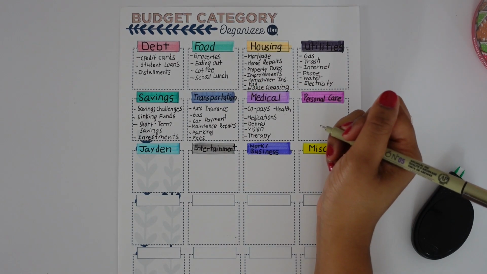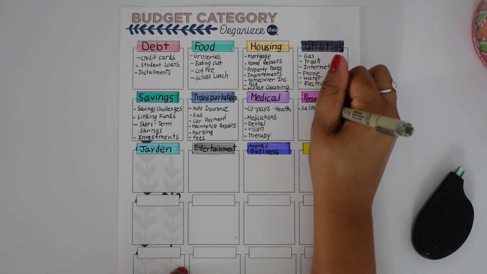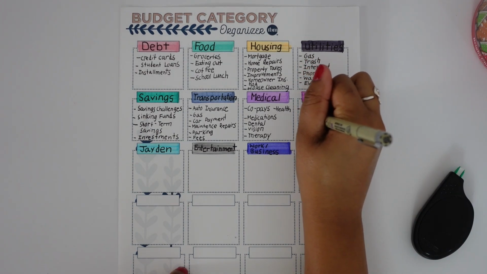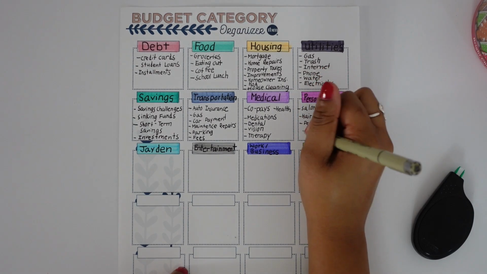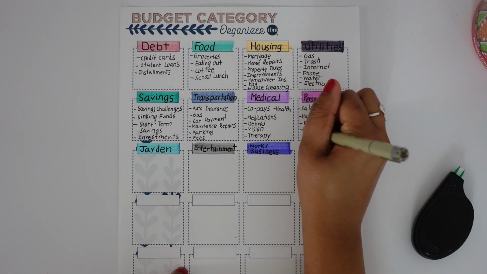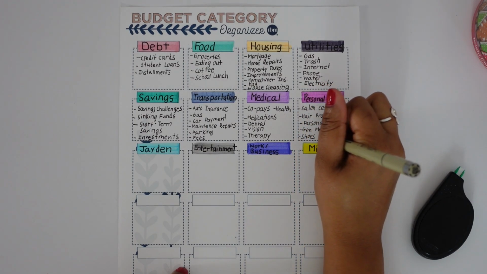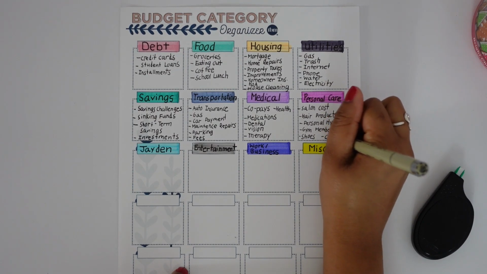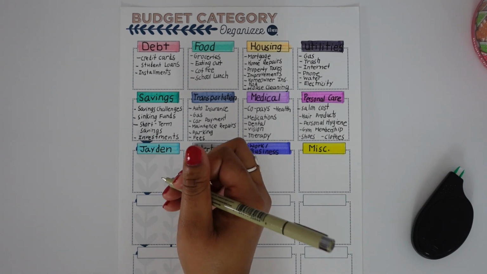My next category is personal care. Personal care is going to include salon cost, hair products, anything personal hygiene, gym membership, shoes for myself, or clothes for myself. The next category I'm going to have is for Jaden, who is my son.